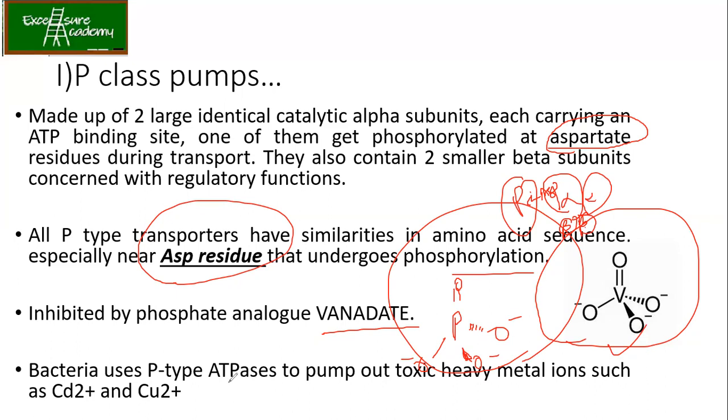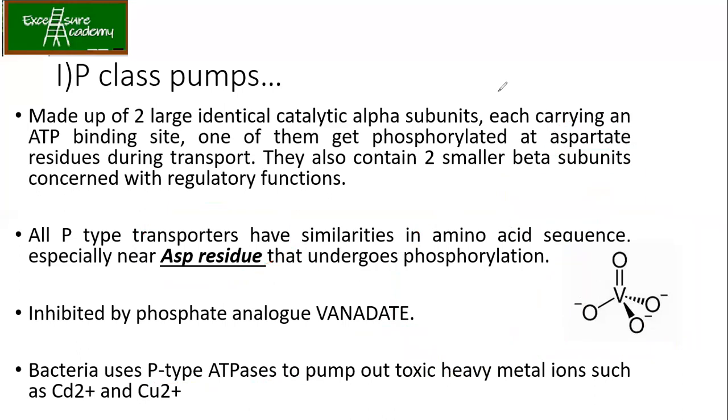Now bacteria use P-type ATPases to pump out toxic heavy metal ions such as cadmium 2 plus and copper. If cadmium and copper go inside the bacteria, they cause toxicity, which results in the death of the bacteria. So if they are resistant, it means they have these P-type ATPase pumps to pump out all these heavy metal ions. So these are bacteria of the class where heavy metal toxicity cannot work to kill them. Clear? Are you able to follow?